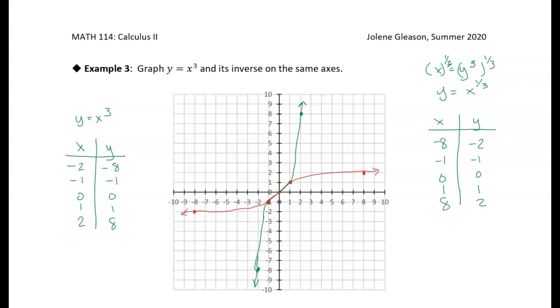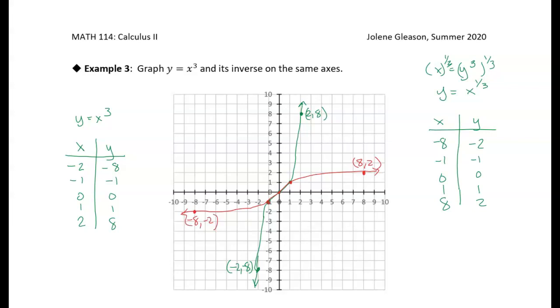You can see that, again, I just swapped x and y values. In my original function, this was the point 2, 8, and the corresponding point in the inverse function is just over here, 8, 2. My original function had the point -2, -8, so my inverse function has the point -8, -2. We're just swapping the x and y values.